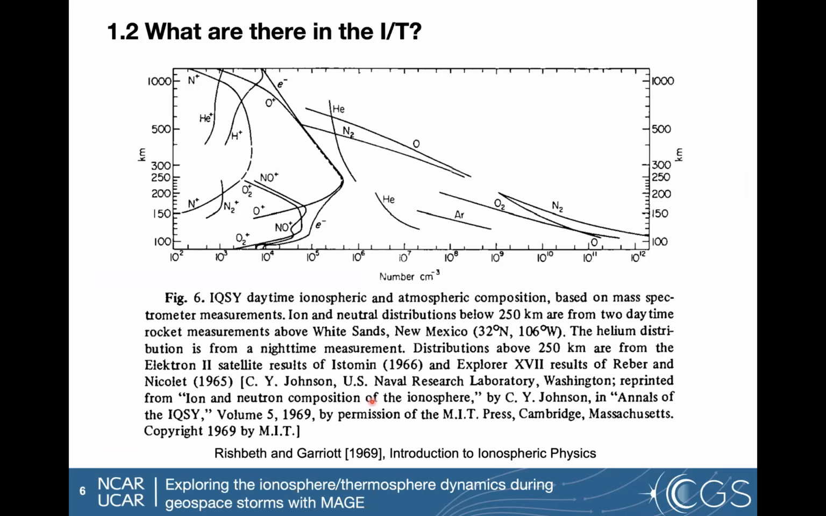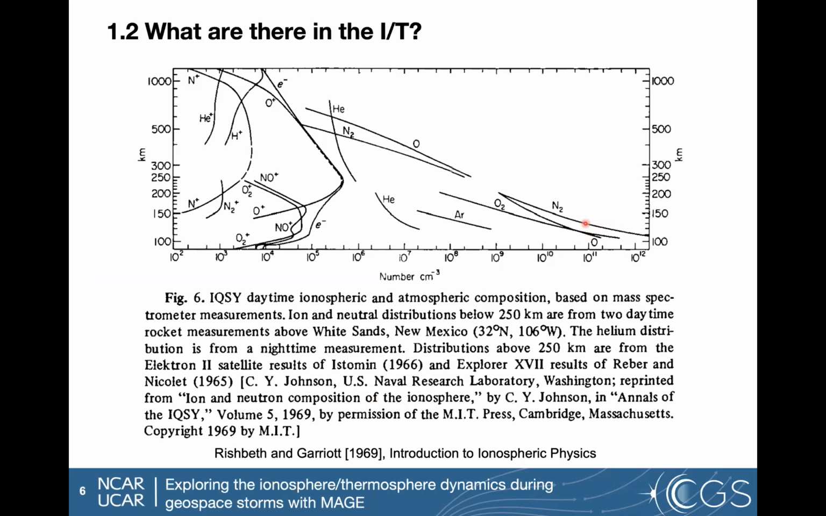So what is there in the ionosphere thermosphere? I like this plot. I think it really gives a good picture of almost everything in there. Basically, the components in the ionosphere thermosphere can be divided into two parts: neutrals and plasma, or charged particles. If you look at the rightmost of this profile, which is a density profile over an altitude range from about 90 kilometers to over 1,000 kilometers.